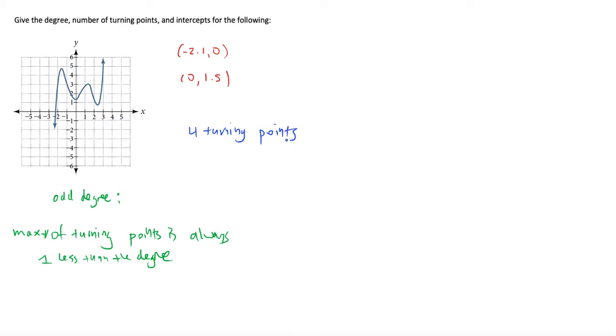Which means what then? If there's 4 turning points, then what do you think the degree of this polynomial is going to be? Well, remember, the maximum number of turning points is always one less than the degree. So we can conclude that it's going to be a 5th degree polynomial. So then some students ask, well, is it possible this is a 7th degree? And actually the answer is no. So the maximum number of turning points is one less than the degree.